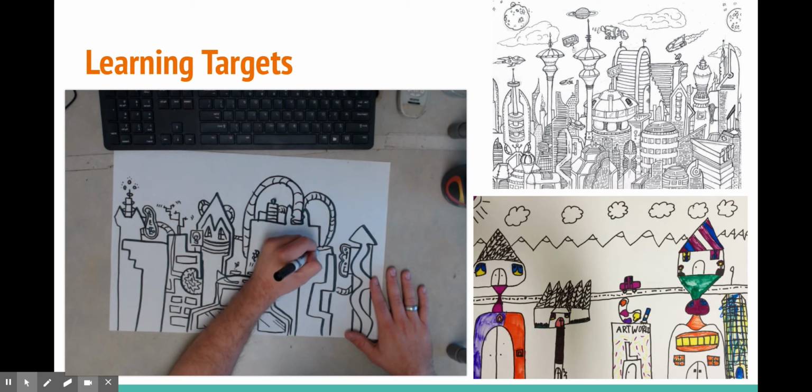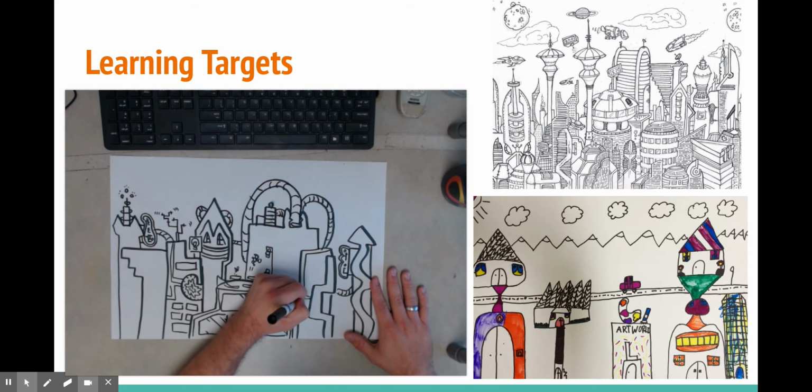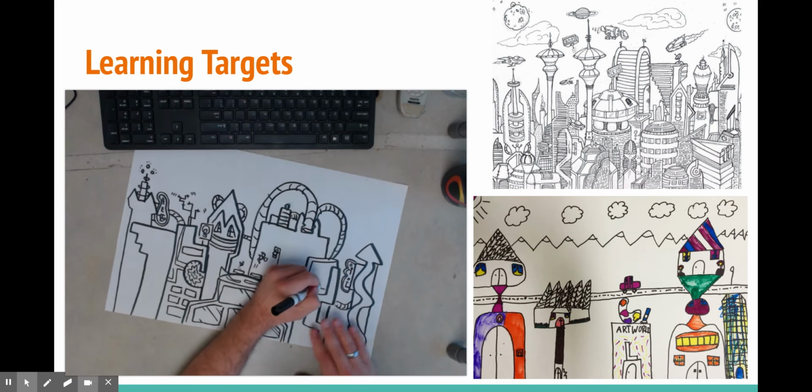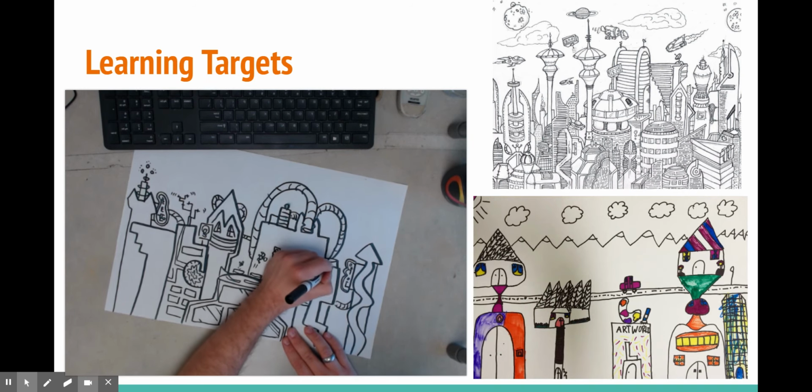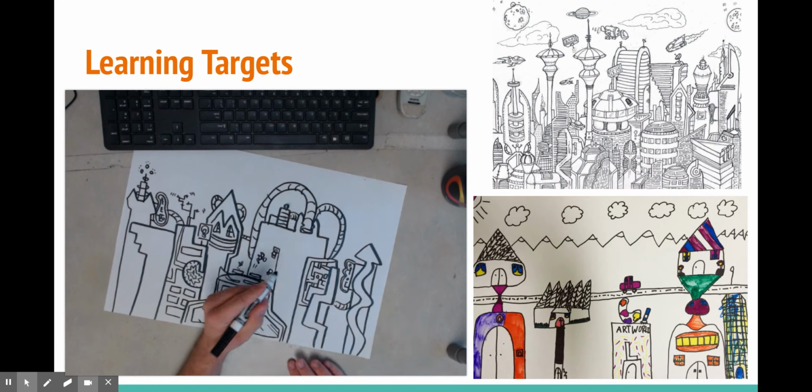Let's see, what else can we do? I'm just going to start adding details into this building. This is going to be a computer building. So there's this building, I'm giving it little circuits, kind of like computers have inside. And I'm going to say this building is actually a giant computer.